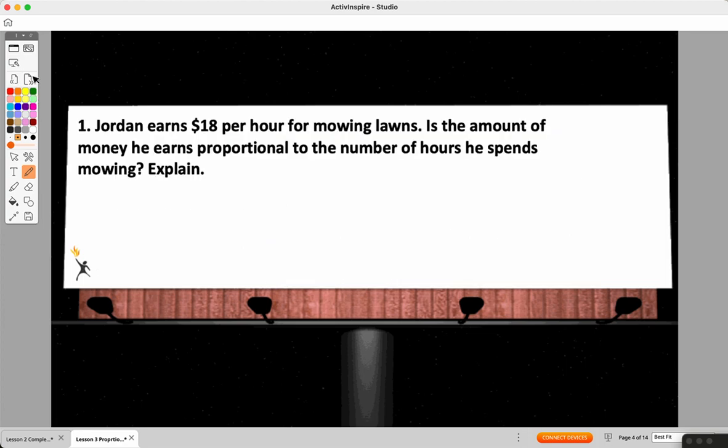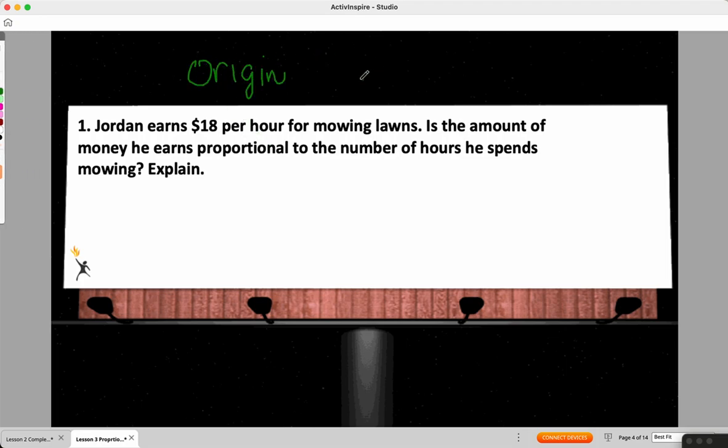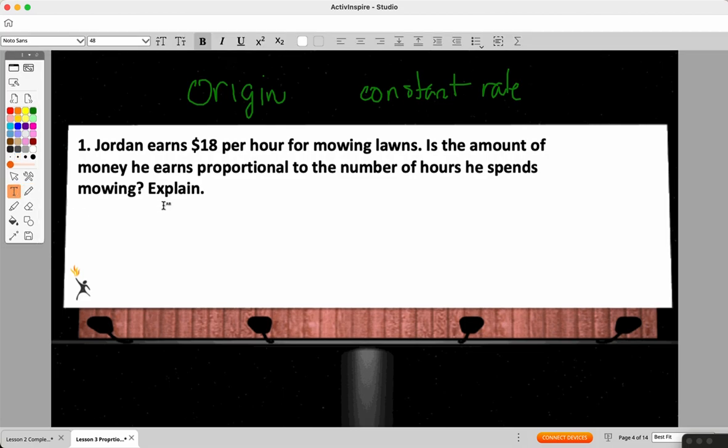All right, so now that we've looked at our vocabulary, let's talk about proportional. We'll start with Jordan here. So we want to think about this idea. The two questions of proportional we're looking at are the origin and constant rate, or straight line, depending on if we're looking at a graph. Do they make the same amount every time, and do they start at 0, 0? Those are the two questions we're asking ourselves if we're going to answer a question.